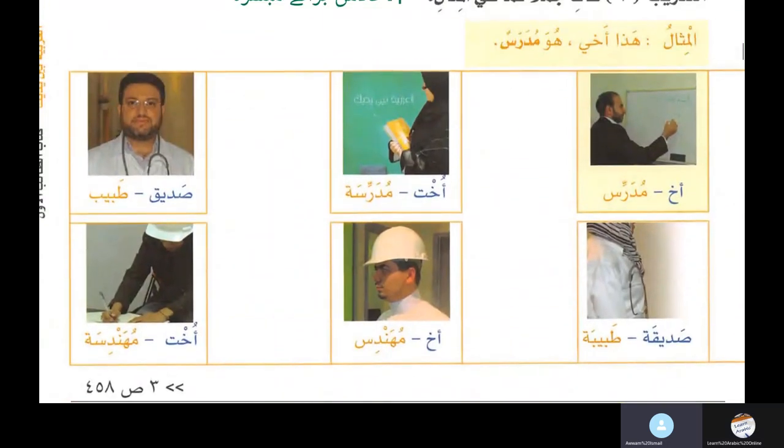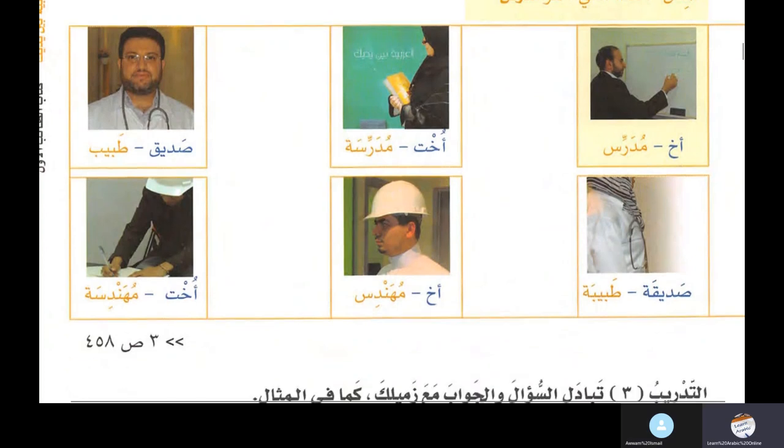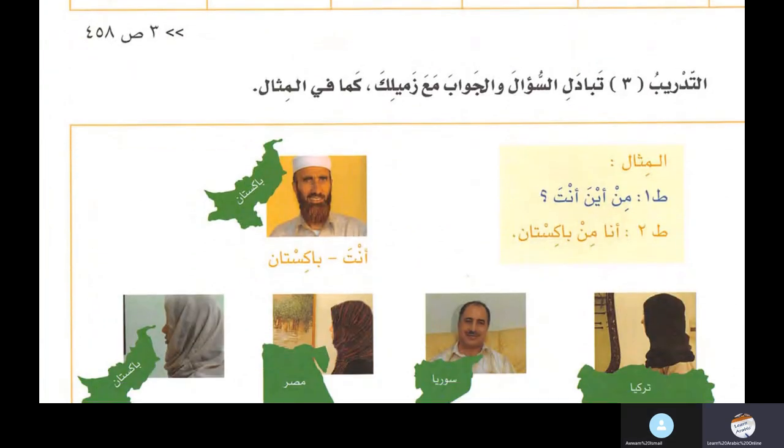So the meaning is, okay. Here, when you create the sentence, you say, Hazihi Ukhti, this is my sister. Hazihi Ukhti, and then, who? Muhandis or Talib? Muhandisa, engineer. Muhandisa. And in your book, it is Taliba, so you say, Hiya Taliba, she is a student. Okay.